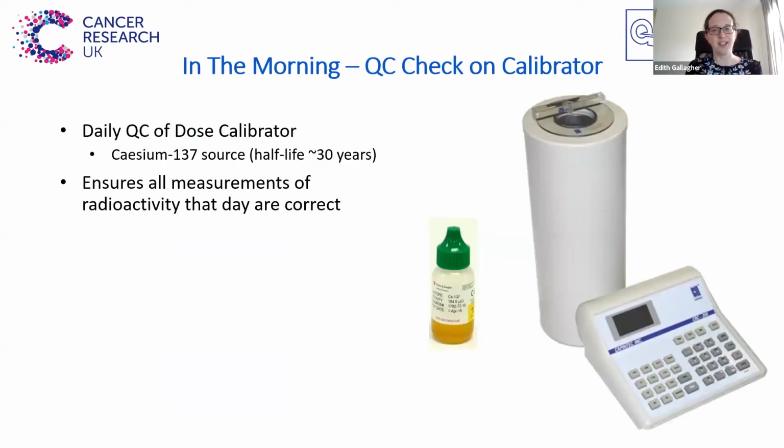The dose calibrator is checked every morning using a cesium source. During the day, the dose calibrator is used for measuring all the doses that will be given to every patient. So it is very important that it is working accurately and correctly.